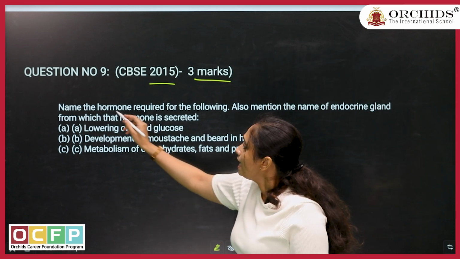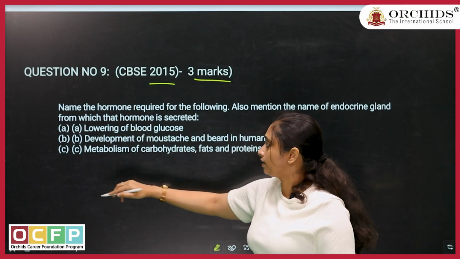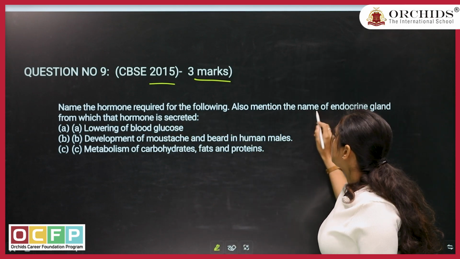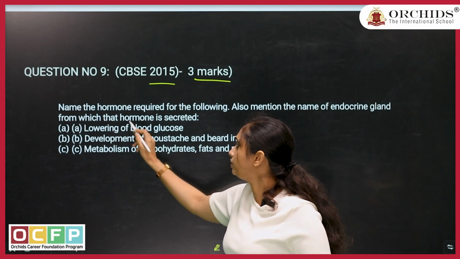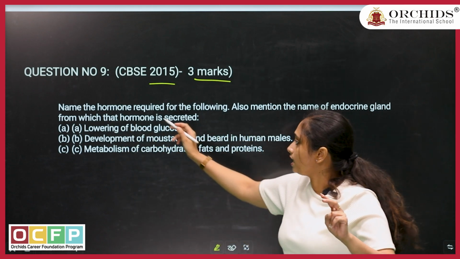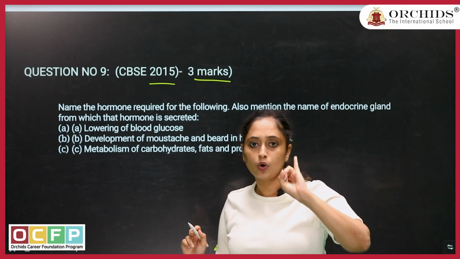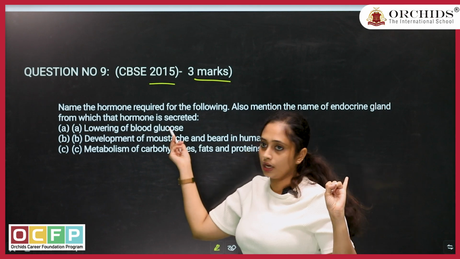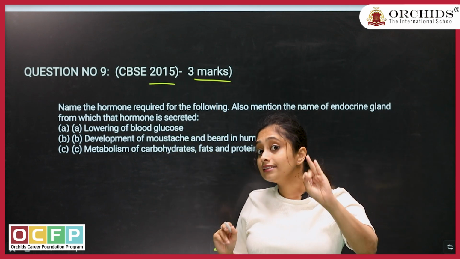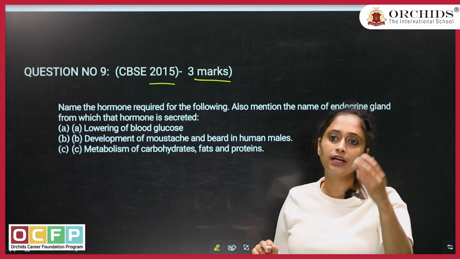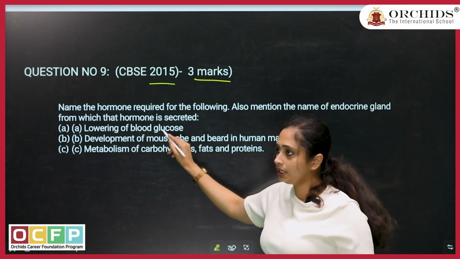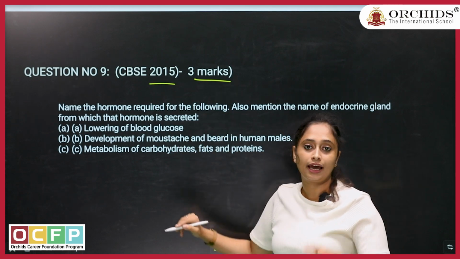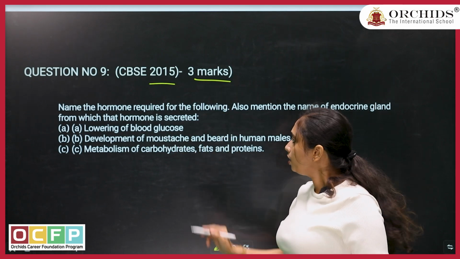Now see the question. It is a 3-mark question. Name the hormone required for the following. Also mention the name of the endocrine gland from which that hormone is secreted. So for each question you need to write the name of the hormone. That means the function of some hormones is given, so you need to identify which hormone has this function. And the second part is you need to write the name of the gland also. So for each question, if you write the hormone name and its gland name, you will get 1 mark. Like that each question carries 1 mark, so total 3 marks. So let's see the questions.